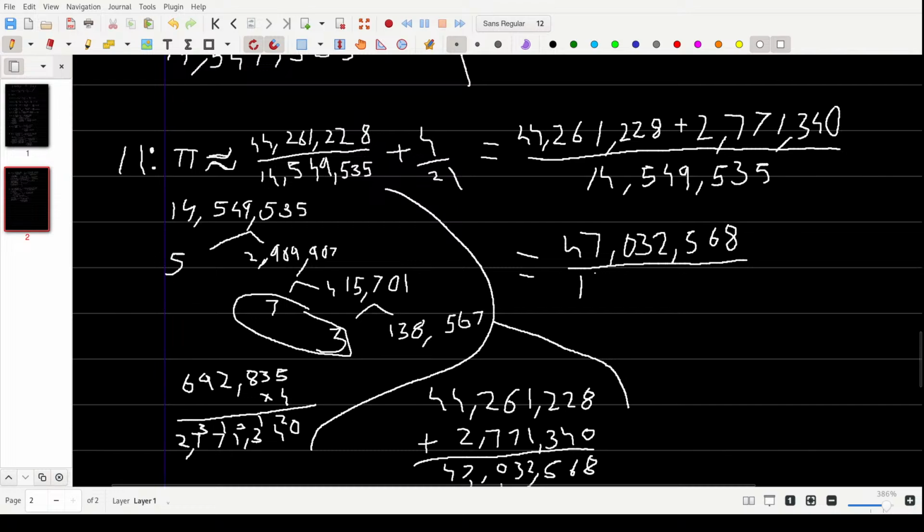And then we got 14,549,535, and then we kind of just do the decimal version. 47,032,568 over 14,549,535. This comes to 3.233.